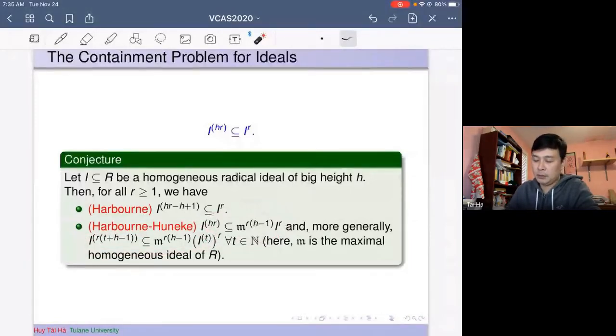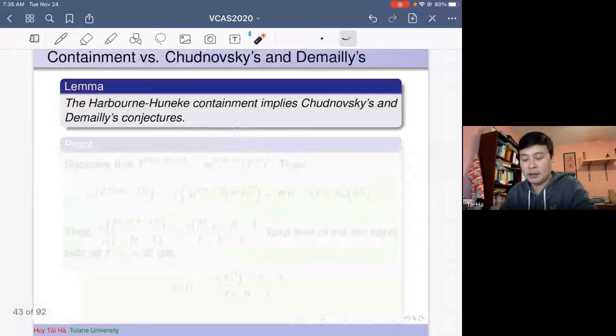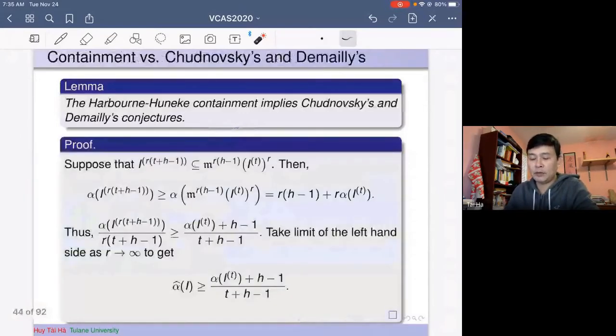Harbourne-Huneke containments. You see that if I look at the simple form, I will get Chudnovsky's conjecture. If I get the strong form, I will get Demailly's conjecture. All right, so suppose that we have the strong form of this containment, which basically says that the alpha invariant of the smaller ideal has to be at least the alpha invariant of the bigger ideal. And so the right-hand side is known.